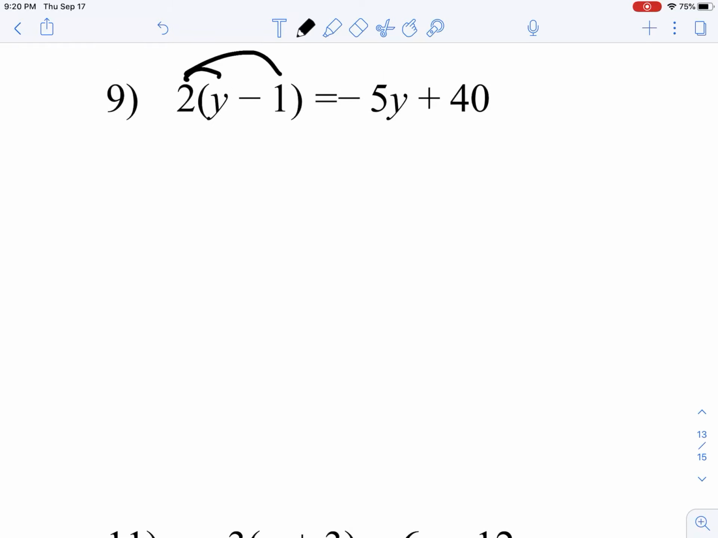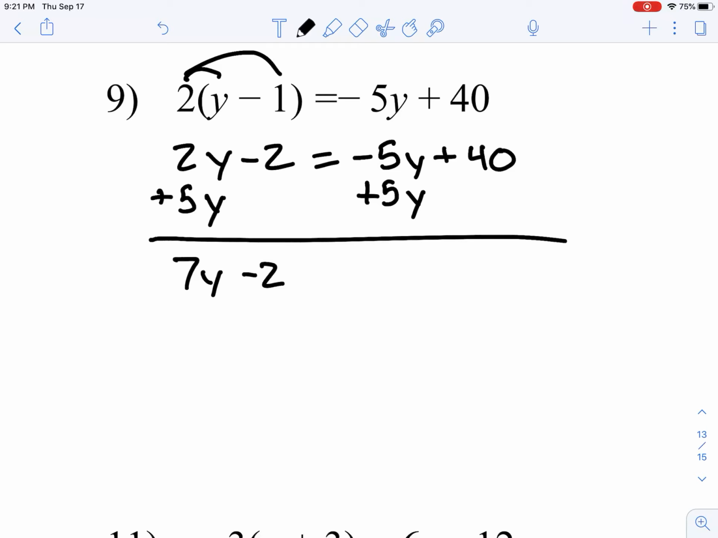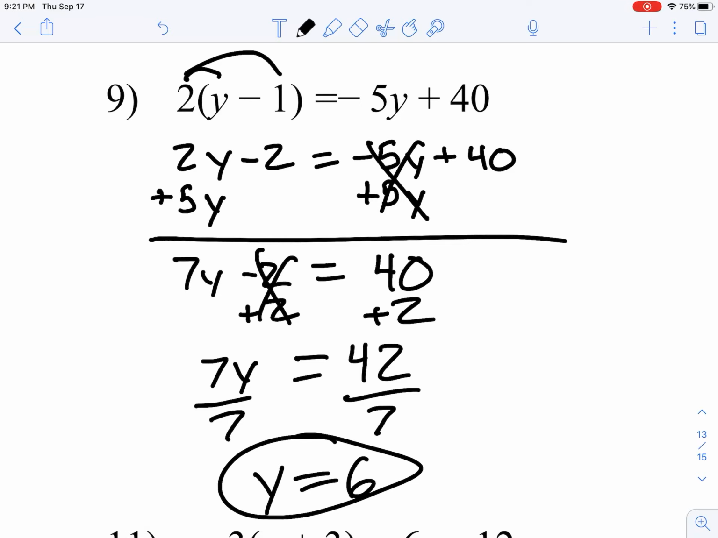Number 9. Distributing. 2y minus 2 equals -5y plus 40. Let's get rid of the 5y over here, the negative one. So plus 5y on both sides. So we'll have 7y minus 2 equals, those are gone, 40. Add 2, add 2. 7y, those are canceled, equals 42, which means if we divide both sides by 7, we'll get y equals 6.